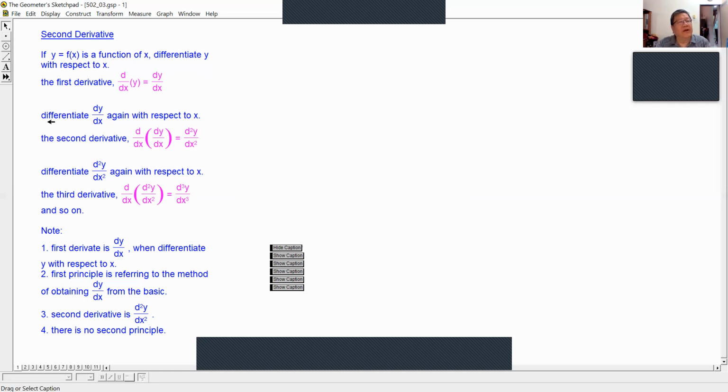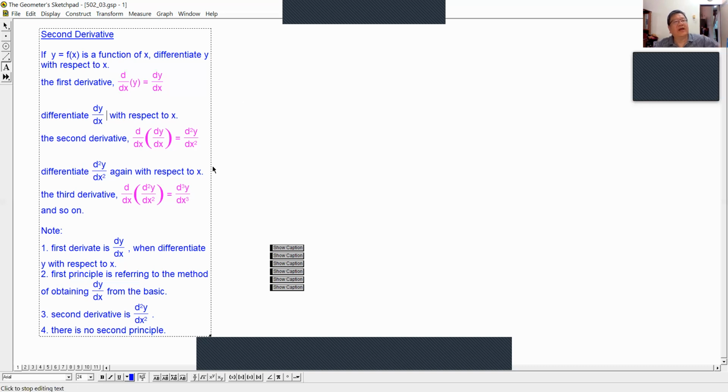In words, differentiate dy dx with respect to x. No need to say this word again. So we just say differentiate dy dx with respect to x. Now, how are you going to write differentiate dy dx with respect to x? Of course, we know this is differentiating the second time, so it is called the second derivative. That is the name of the result after differentiating two times.